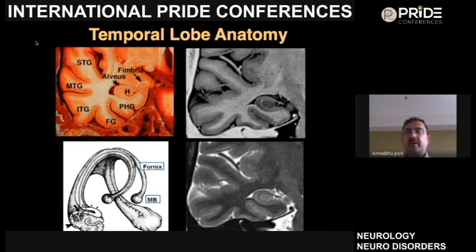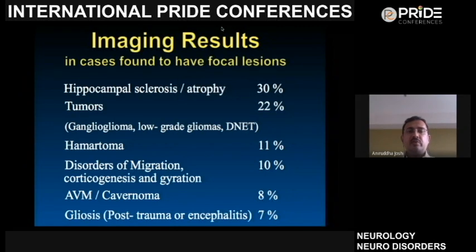A little bit of the anatomy of the temporal lobe: the superior temporal, middle temporal, inferior temporal gyri, the fusiform gyri, the parahippocampal gyri, and the hippocampus. We found hippocampal sclerosis or atrophy in 30%, tumors in 22%, mainly gangliogliomas, low-grade gliomas, and DNET. Hematomas in 11%. Disorders of migration or cortical gyration are 10%. AVM and cavernomas in 8%, and gliosis, mainly post-traumatic or encephalitis, is 7%.